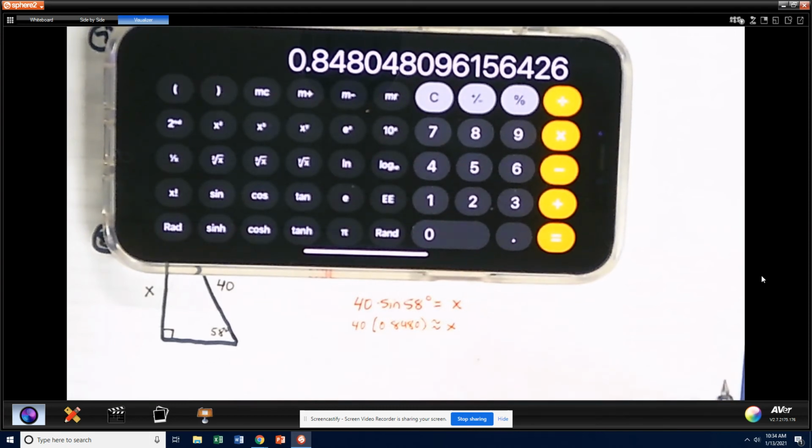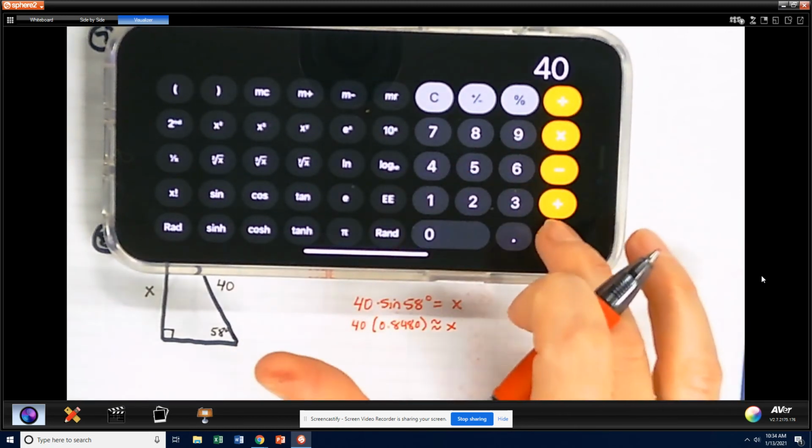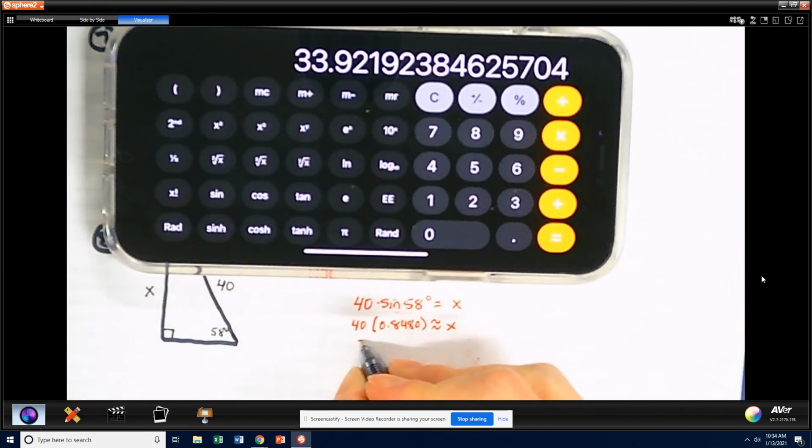This is how you would show your work on a test. And then I would just say times 40, leaving it on the calculator. And then I would get 33.9219 is about equal to x.